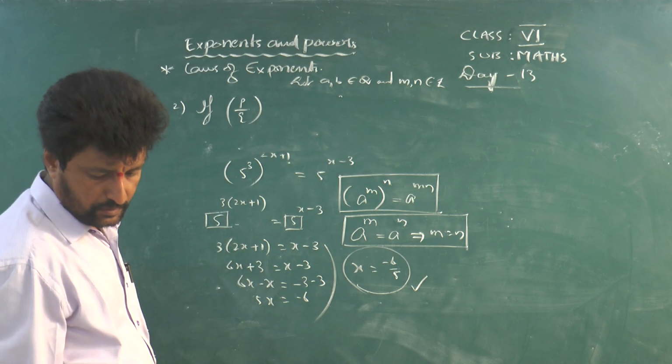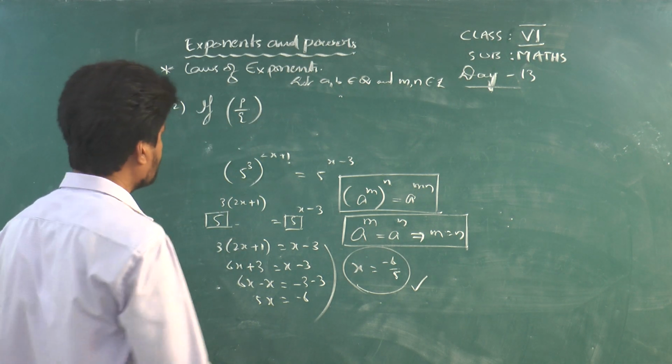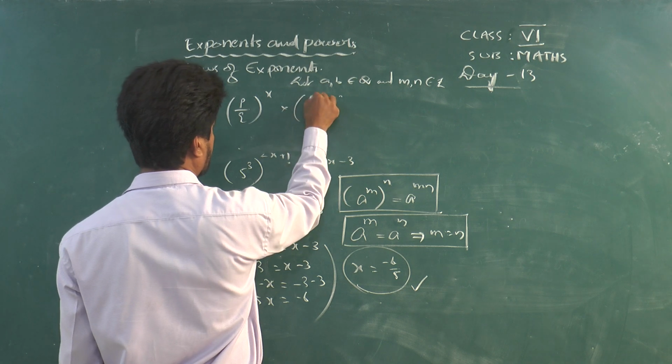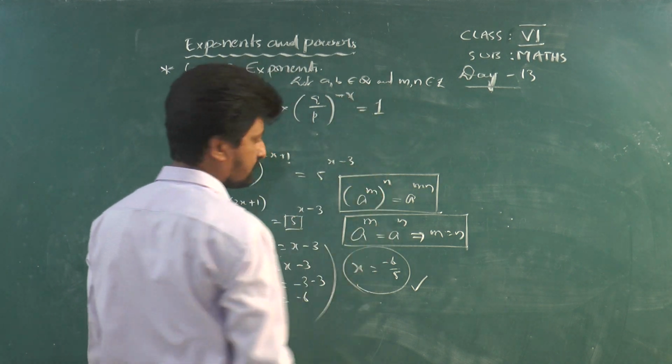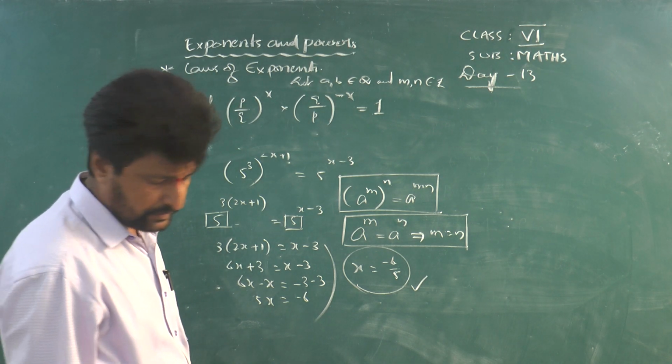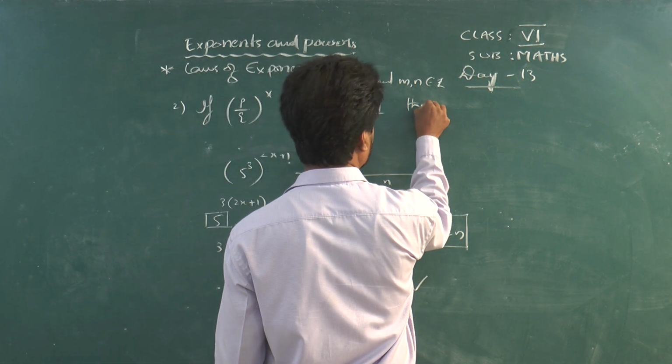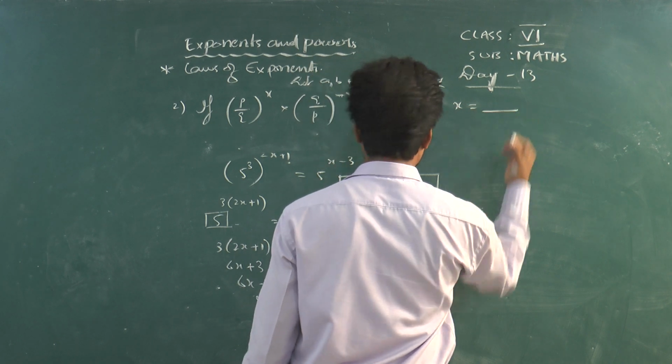Suppose (p/q)^x and (q/p)^x is equal to 1, given, then the value of x is 1.